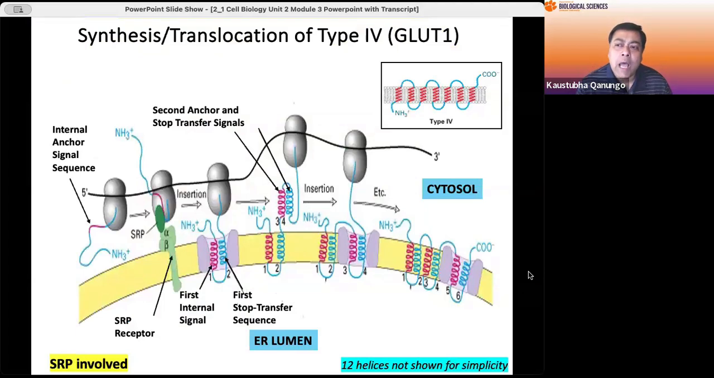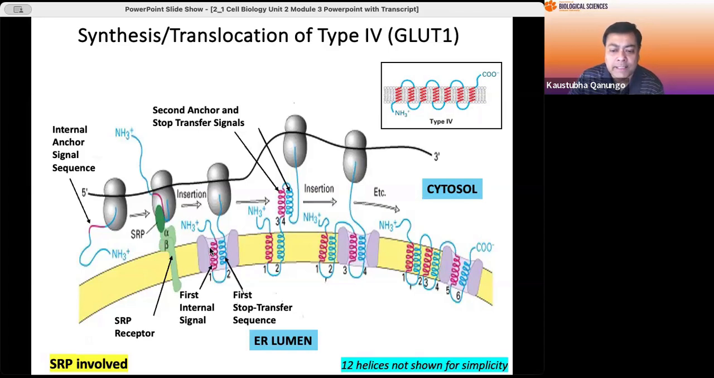All right. After that, we are looking at insertion of the multipass proteins, and it is a repeating process. Let's take a look at that. Once you have the internal sequence, the first one is an SA sequence, your internal signal, which is the signal anchor sequence.